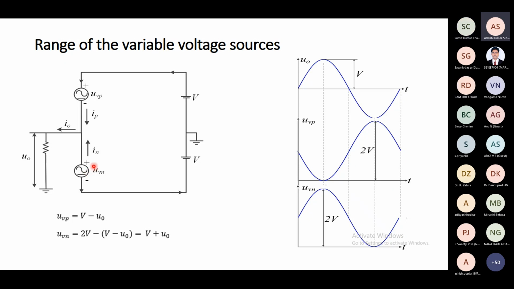Similarly, if I want to clamp the output voltage to the negative DC bus, or minus V, UVN will be 0 and UVP will be 2V. So these two worst-case situations determine the worst-case voltage needed, sorry, the minimum voltage needed to stay connected or to develop a given voltage at the output.